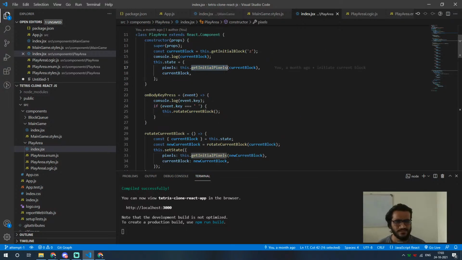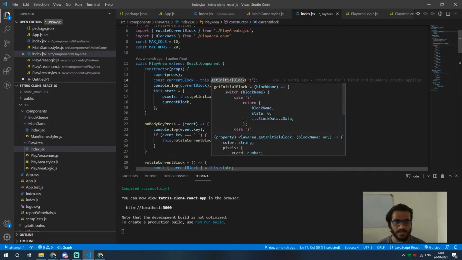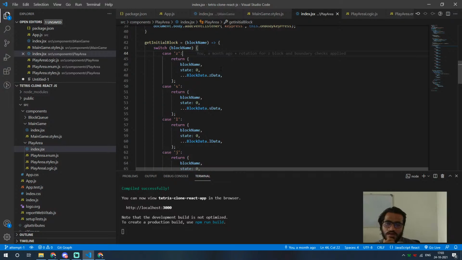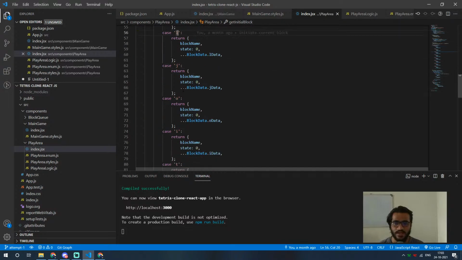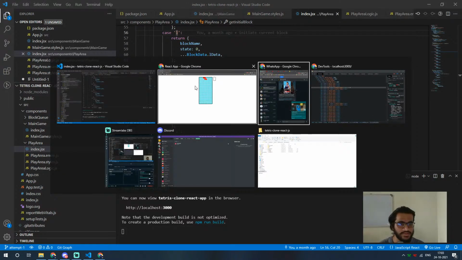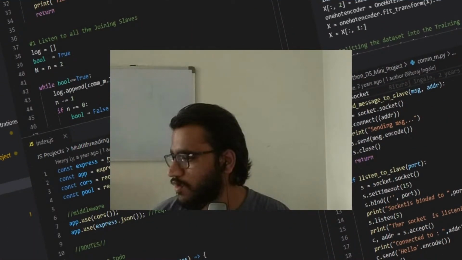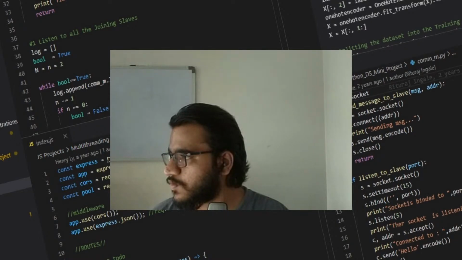And also we made a block. We made a get initial block function, right? We know all the blocks. We have named them Z, S, L, J, which, okay, let me show you in Paint. I think I lost the Paint file that I made. Anyway.